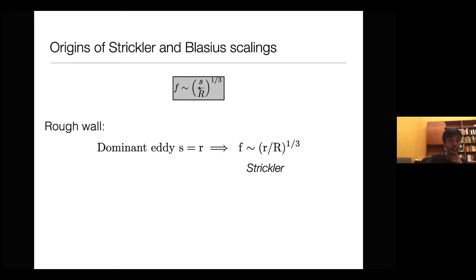And this simple model would then tell us that friction goes to 0. In other words, smooth wall has no friction whatsoever. It's a frictionless flow. That is, of course, an absurd conclusion.